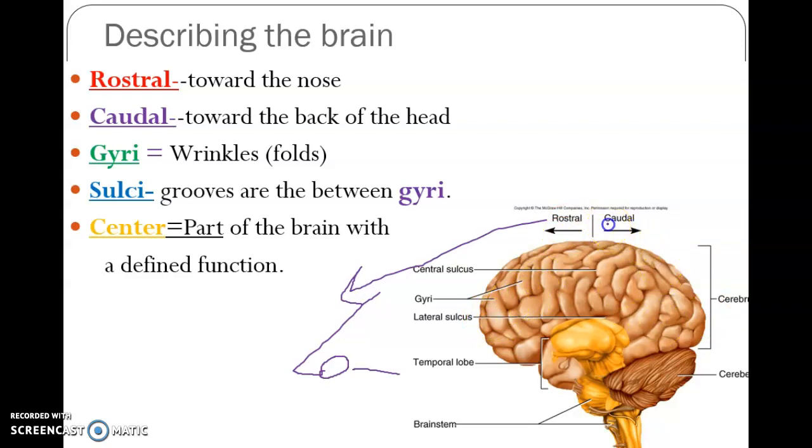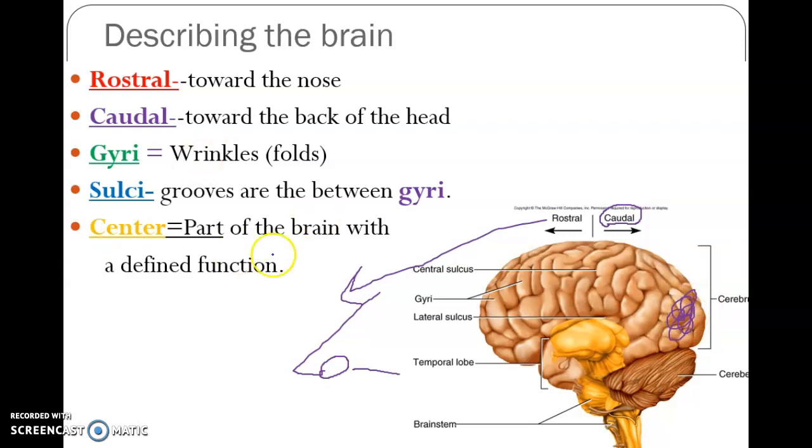Now, caudal. Caudal actually means tail. Our heads are put on weird compared to all other animals. Caudal, when you refer to the brain, is towards the back here. So the occipital lobe, which I just colored on, is caudal.